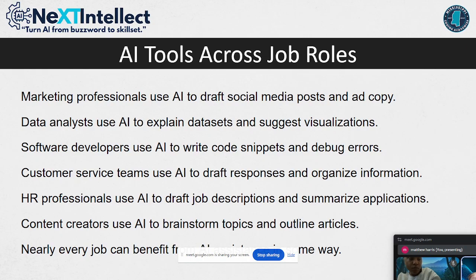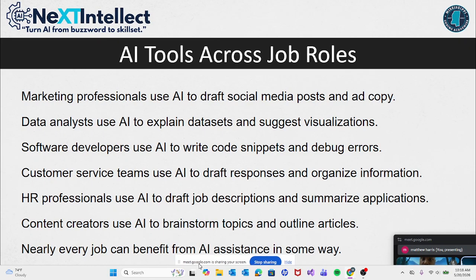resumes and pick out the keywords, but also see, the output, of course, would be which candidates are the most recommended for this position that fit the requirements and that they think would excel. Content creators could use it for brainstorming topics and outlining articles. And nearly every job could benefit from using AI in some way.